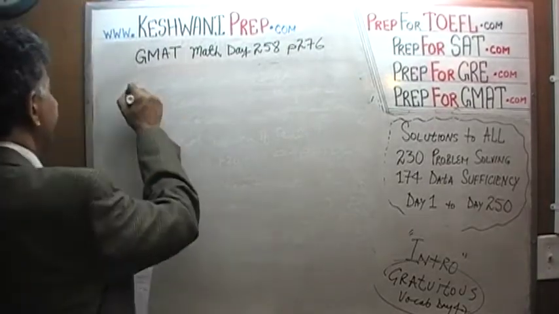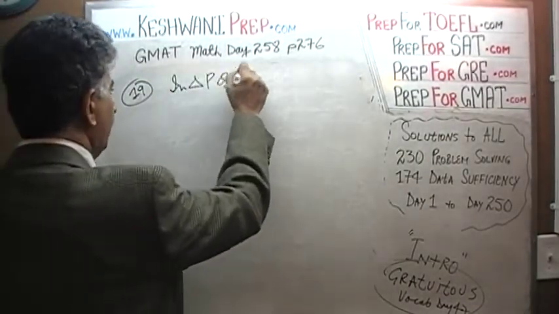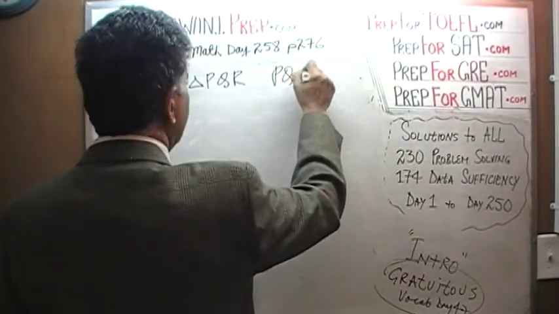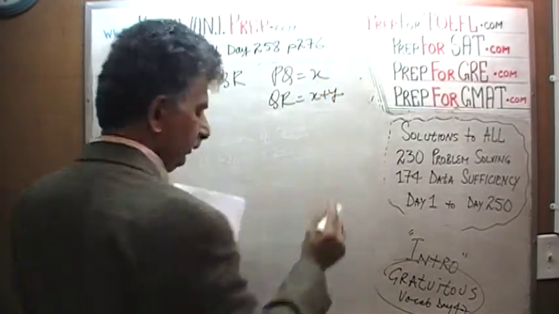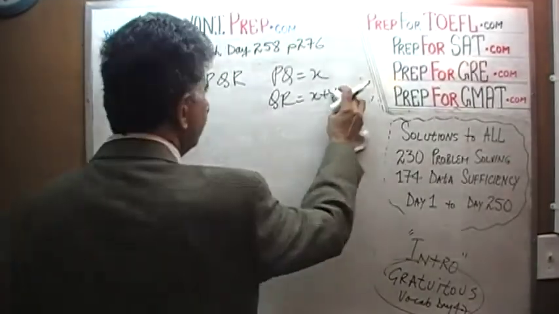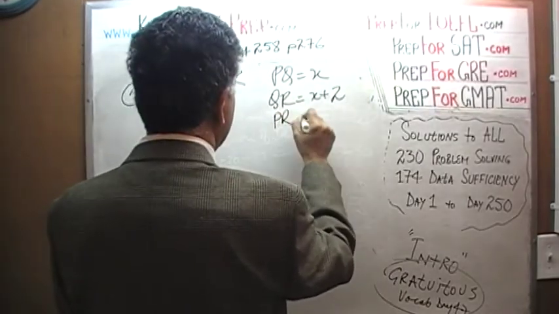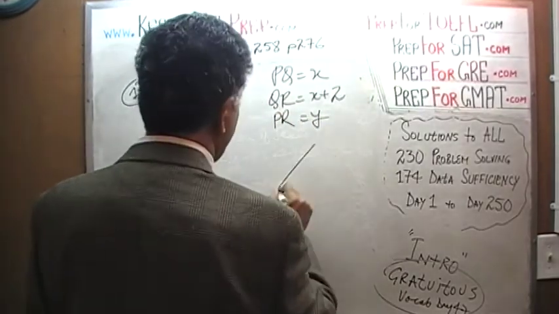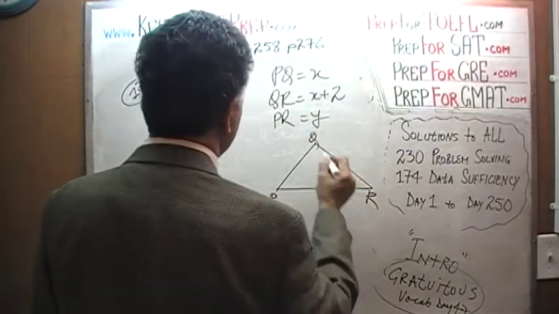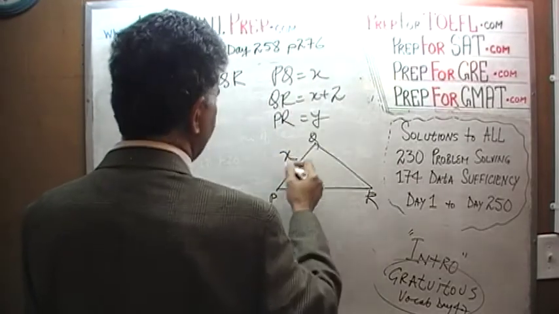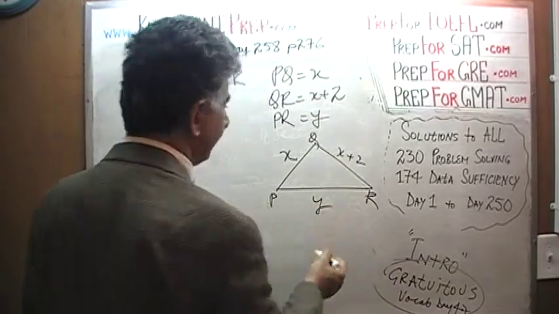Number 19. In triangle PQR, we are told that PQ is equal to x, QR is equal to x plus 2, and PR, we are told, is y. So here's our triangle, if you like. Let's call it P, Q, and R. PQ, we are told, is x, Q to R is x plus 2, and this part is y. The triangle looks like this.